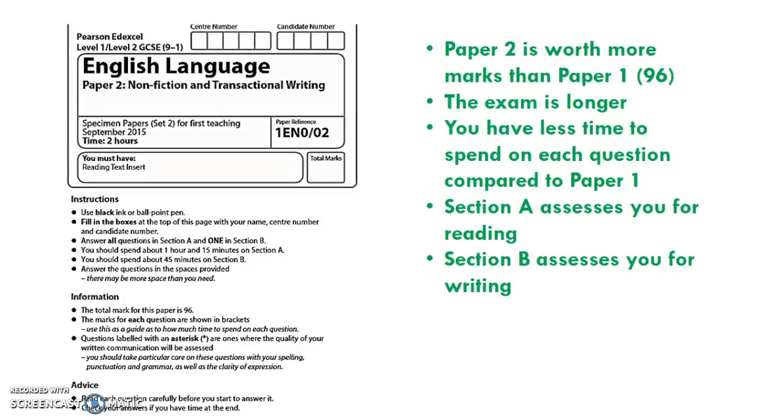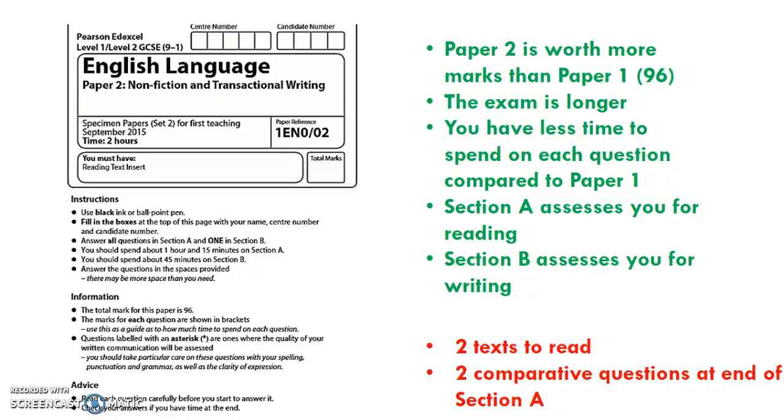First of all, it's worth more marks than paper 1, so it's out of 96, and it is a little bit longer as an exam, but it's not as much longer as you might think, bearing in mind how many more marks it's worth. So you do actually have quite a lot less time to spend on each question in paper 2 compared to paper 1. Like paper 1 though, section A assesses you for reading, section B assesses you for writing.